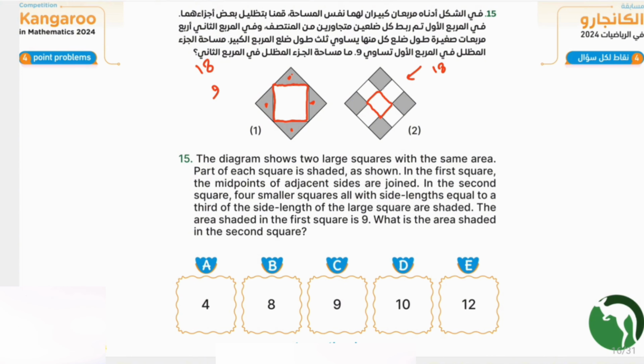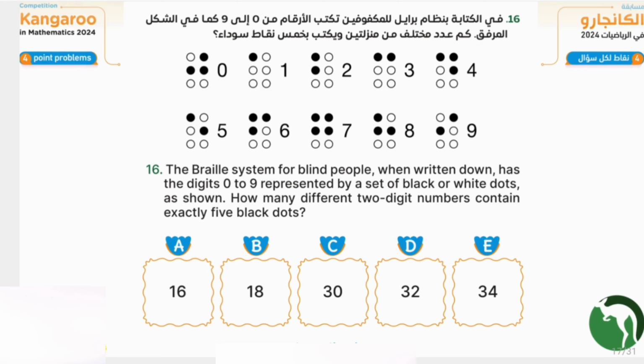Now if we continue these lines here, we will have 9 small squares. Each one of these squares has an equal area. So if we divide this 18 by 9, we will obtain 2. So the area of each square is 2. And we have 4 shaded squares here. What is required is the area of these 4 shaded squares. So 4 multiplied by 2 equals 8, and B is the correct answer.